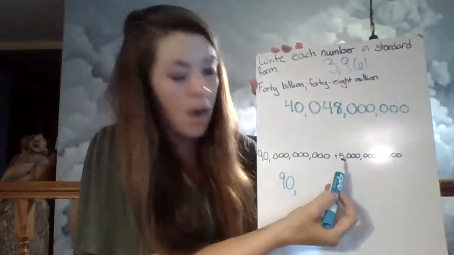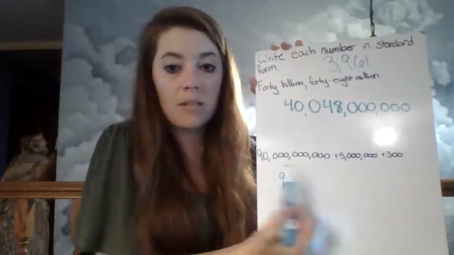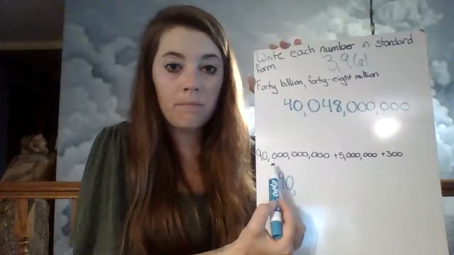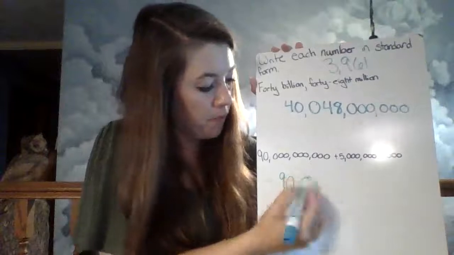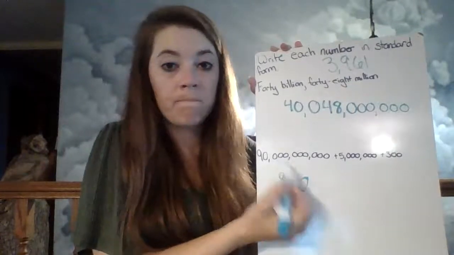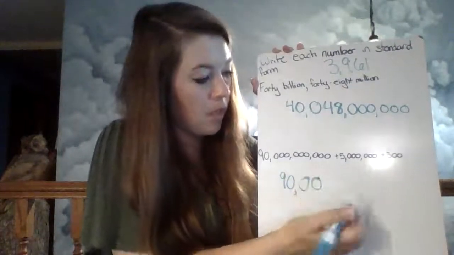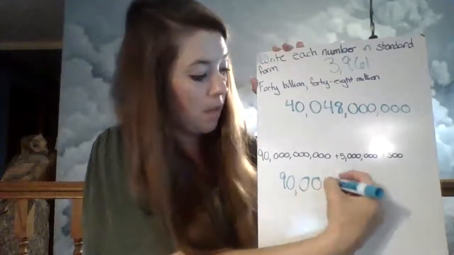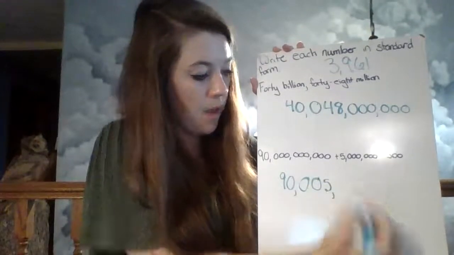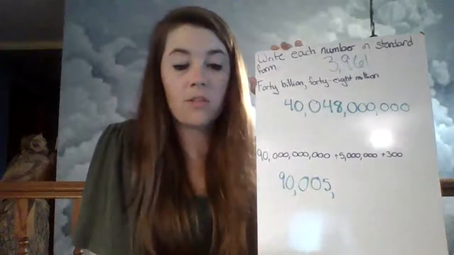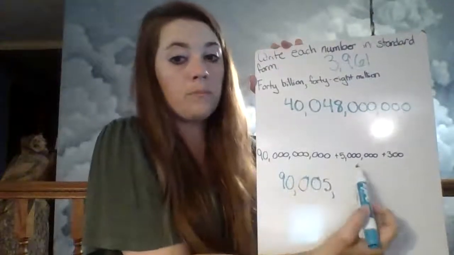Now, our next value is the 5 millions. So do we have 100 million? Nope. So we put a 0. Do we have 10 million? Nope. So we put another 0. We have 5 million though. So we put a 5 there, comma, because we have the comma right after that. So that's the last one of that. Now we move on to the next.